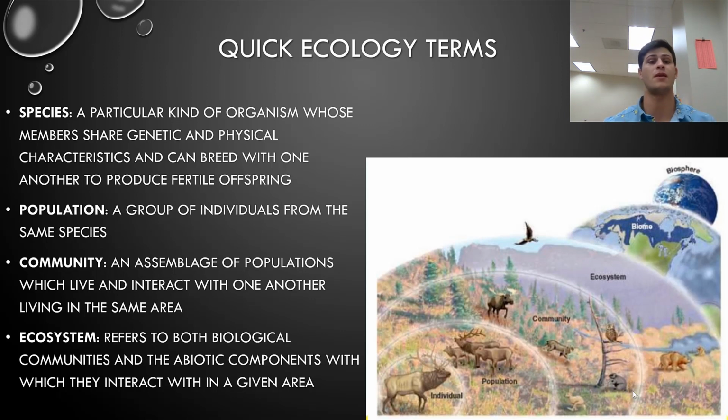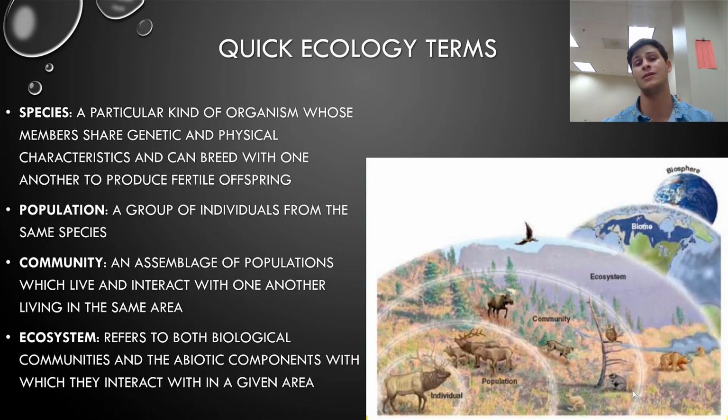The first is a species, and a species is defined as a particular kind of organism whose members share genetic and physical characteristics with one another, and this is important, they can breed with one another to produce fertile offspring. Now, that last part is really important because a lot of different species can actually mate with one another to produce offspring. For example, a lion and a tiger can mate together to produce a liger. A donkey and a horse can mate together to produce a mule.